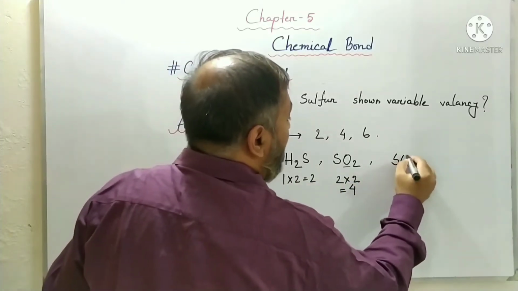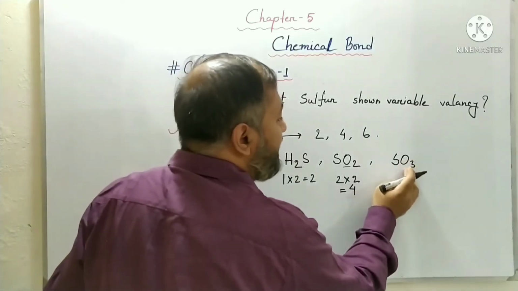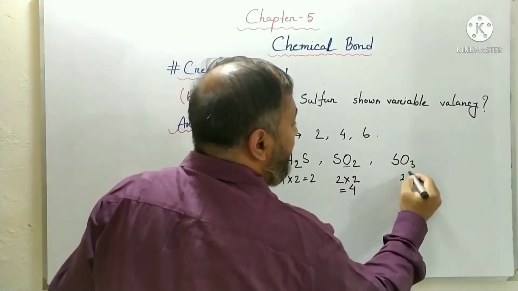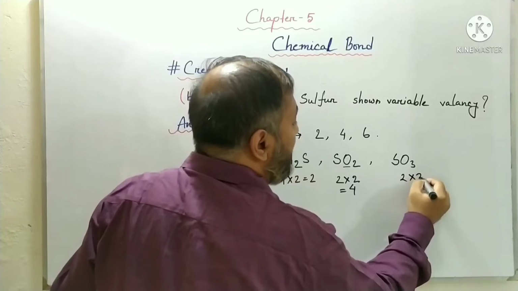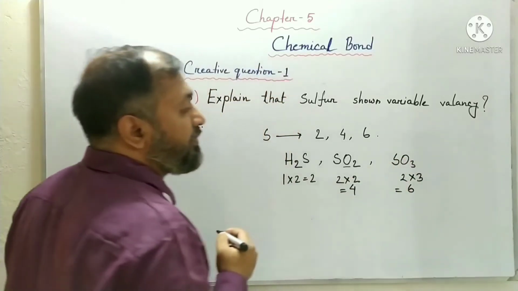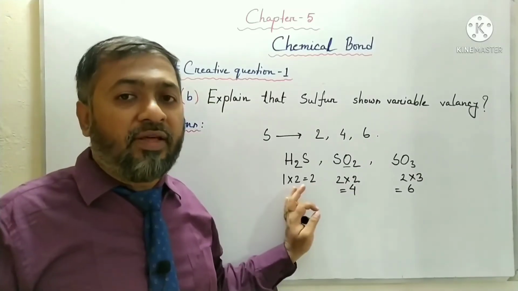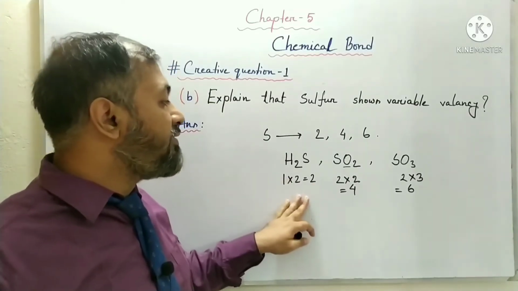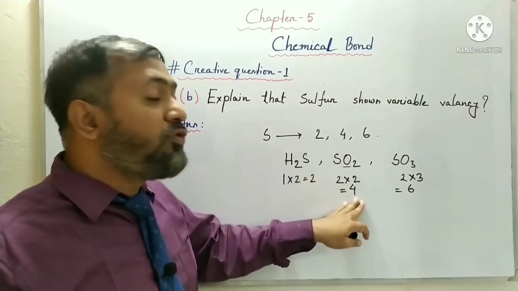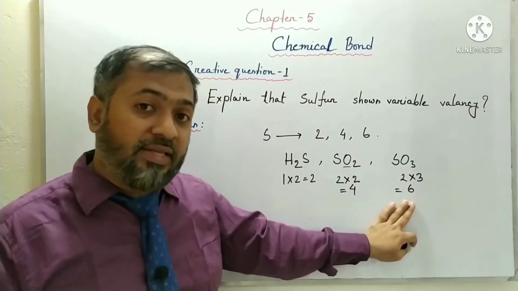In case of sulfur trioxide, sulfur shows valency 6. How can we measure that? We know that the valency of oxygen is 2 and 3 oxygen atoms are present here. So the valency of sulfur is 6. So in these 3 places, sulfur shows 3 different valencies. In hydrogen sulfide, sulfur shows valency 2. In sulfur dioxide, sulfur shows valency 4. And in sulfur trioxide, sulfur shows valency 6.